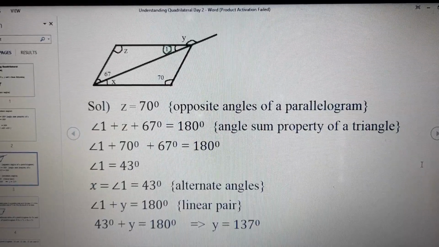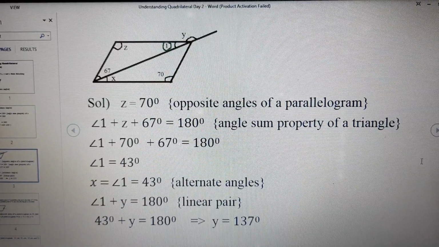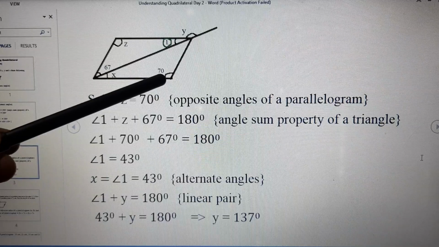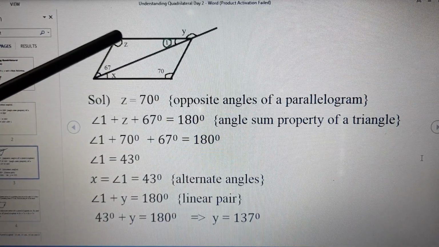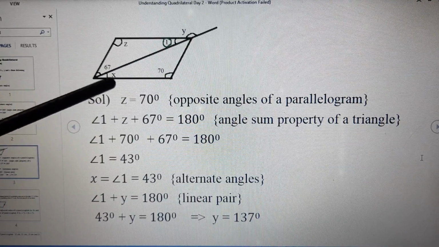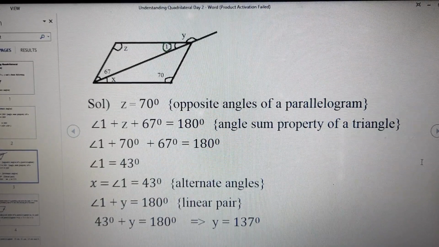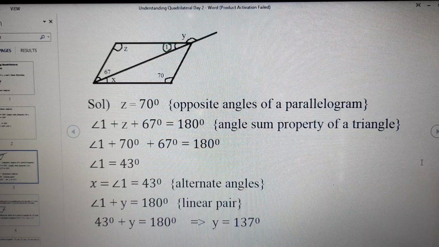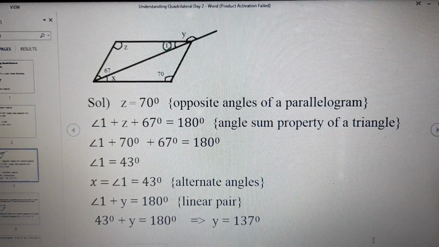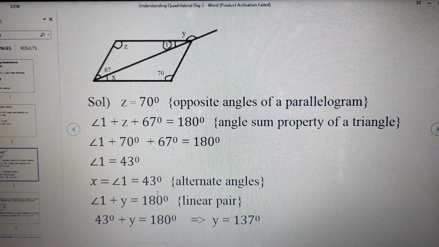Fine. Now angle 1 and x will be equal to each other. Why will they be equal to each other? Because opposite lines of a parallelogram are parallel to each other, and this is a transversal. So this is making Z. It means angle number 1 will be equal to x because they are alternate angles. They are lying on either side of the transversal, which means one angle is lying on the left hand side, the other is lying on the right hand side. Fine. So x is equal to 43 degrees.